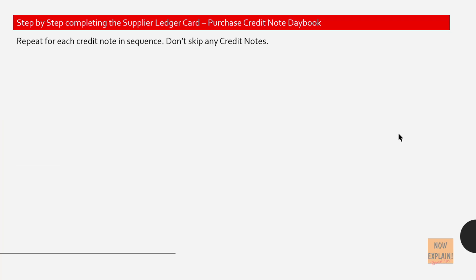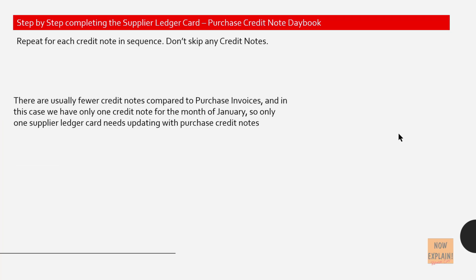Repeat for each credit note in sequence. Don't skip any credit notes. There are usually fewer credit notes compared to purchase invoices, and in this case we only have one credit note for the month of January, so only one supplier ledger card needs updating with purchase credit notes.